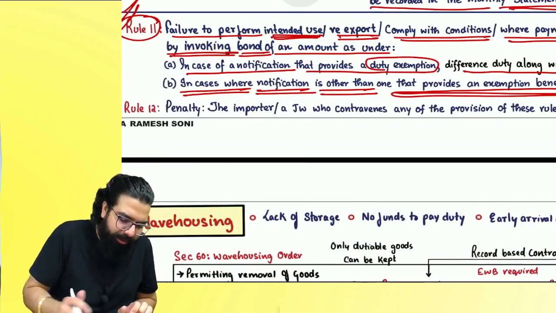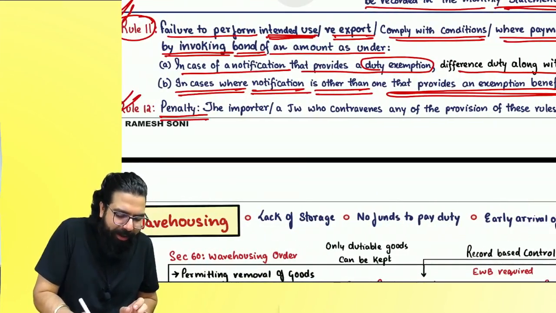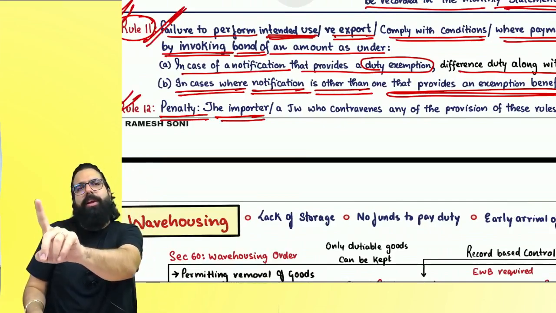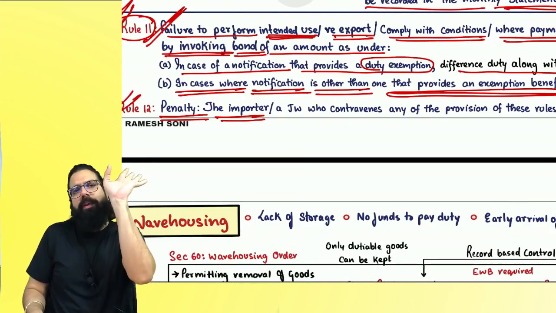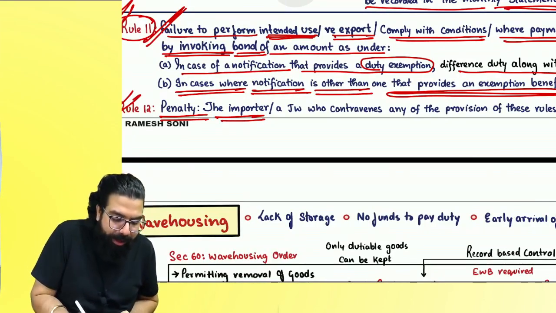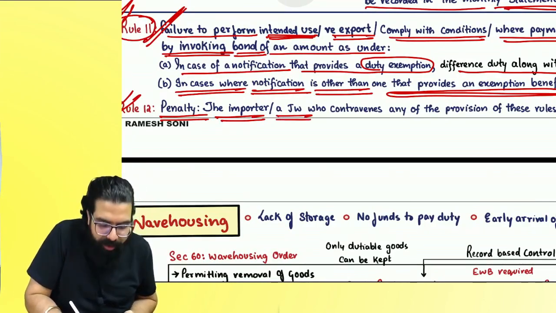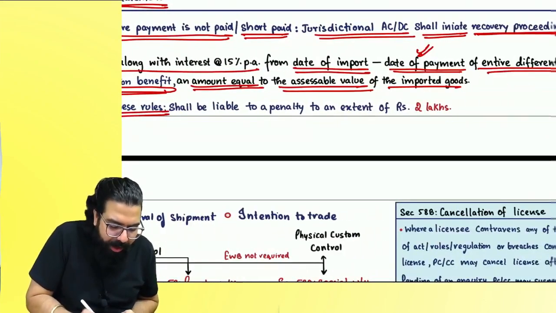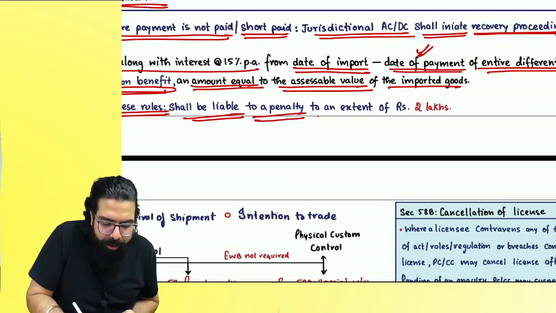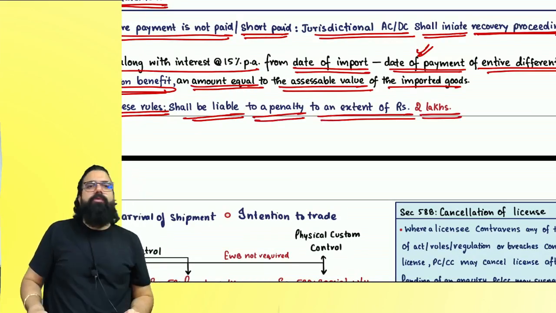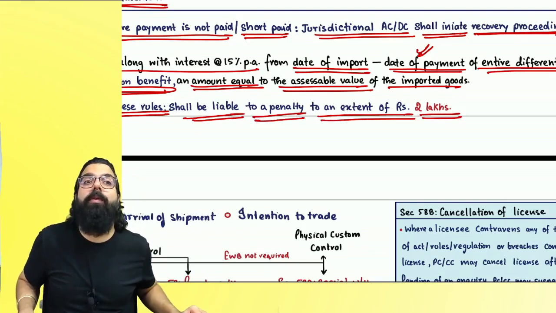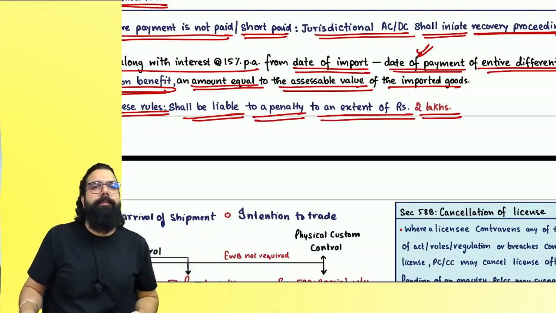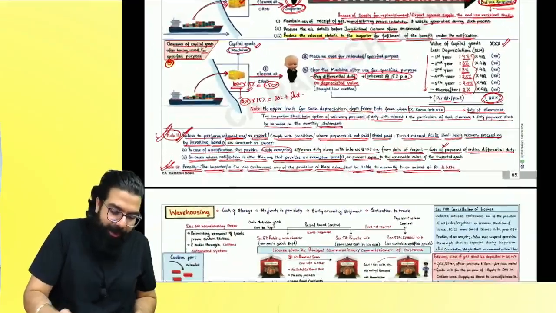The next one over here is rule number 12, penalty. Importer, people, listen. First of all, they will recover from you differential duty along with interest at the rate of 15%. Secondly, the importer or a job worker who contravenes any of the provisions of these rules shall be liable to a penalty to the extent of rupees X. How much is the penalty, everyone? If you do any violation of the rules, 2 lakh rupees penalty is there. Are we clear, everyone? Can we go ahead?